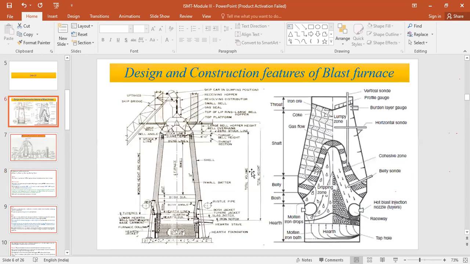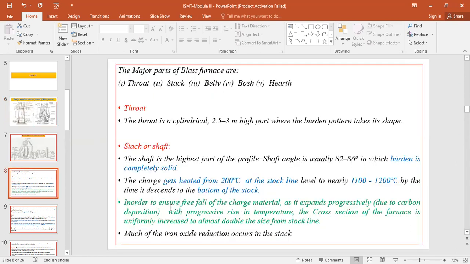And if you see the design of the stack part of the blast furnace, it is an inverted cone extended outward. The reason for this kind of design is to ensure a free fall of charge material as the charge expands progressively, due to carbon deposition and the rise in temperature inside the furnace. So the cross section of the furnace is uniformly increased to at most double the size from the top line to accommodate the burden, which is under swelling condition.